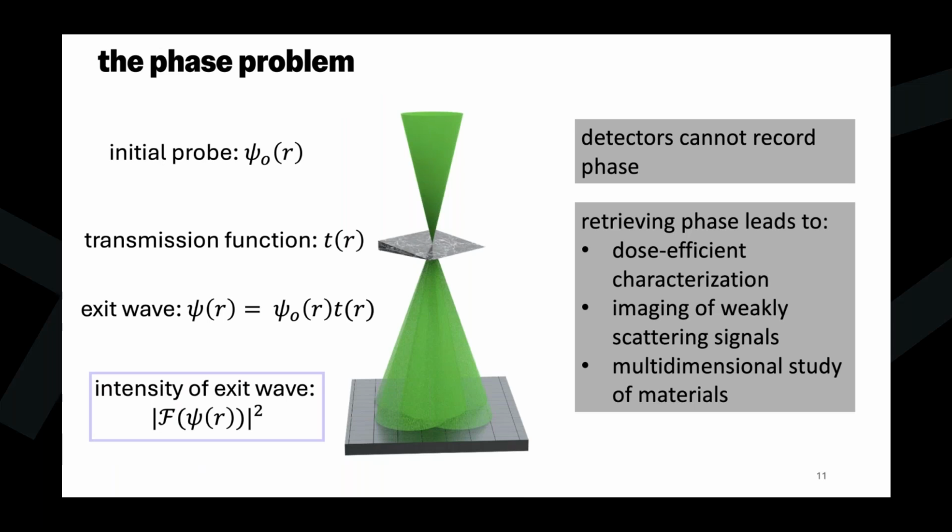Luckily, there are a number of approaches to retrieve the phase of our sample, and this allows us a lot of benefits, including dose-efficient characterization. It allows us to image the weakly scattering signals, and also encoded in this diffraction pattern is actually some 3-dimensional information. So we can recover some depth information about our sample, and 4D STEM is what allows us to do this sort of phase retrieval in STEM.